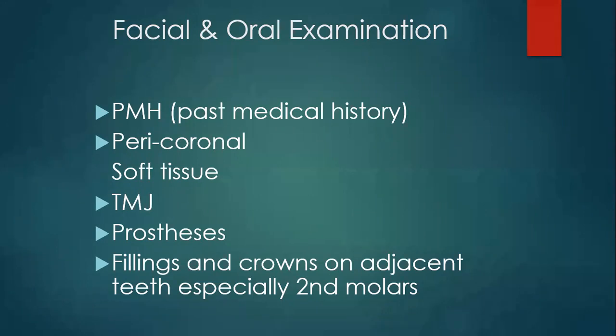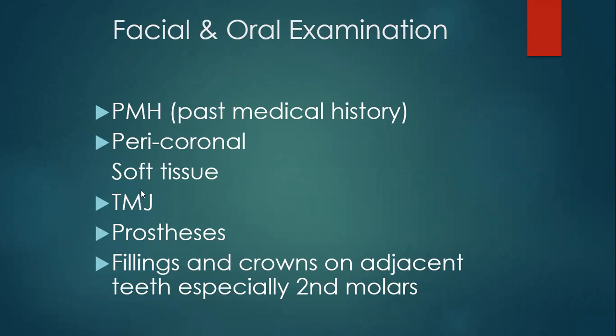In oral examination, first we need to ask the patient about his past medical history. The patient's age is self-explanatory and can let you know whether the patient has an impacted tooth or not. Then there are the pericoronal soft tissues.